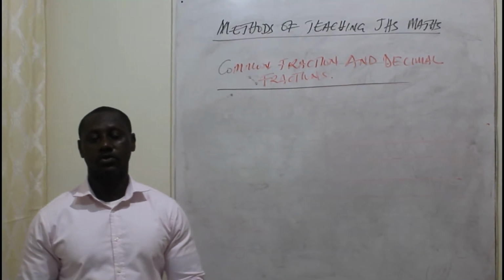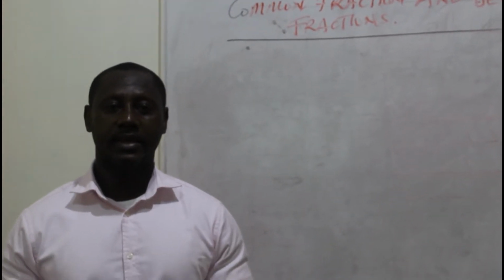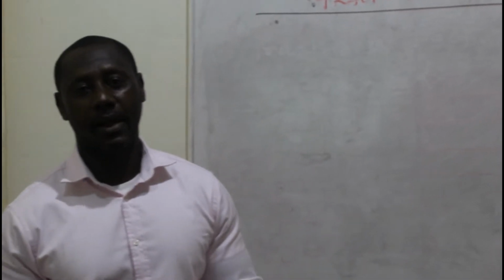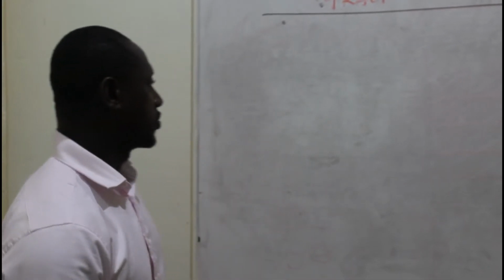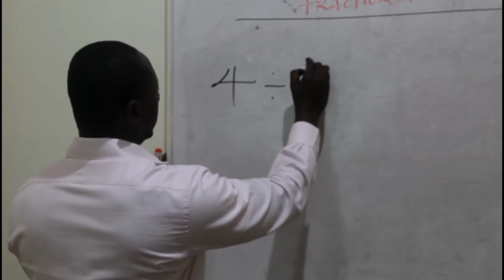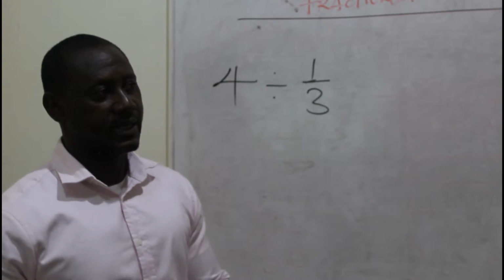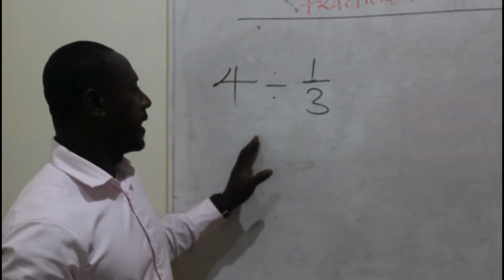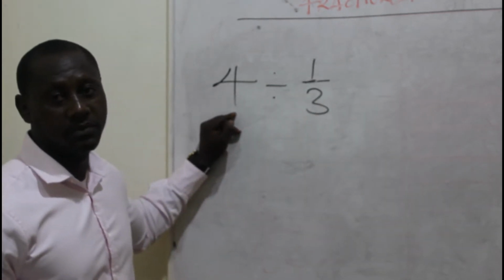Now we're going to also talk about division of common fractions. Let's start with the situation where we have a whole number and want to divide by a fraction. If I have 4 divided by 1/3, what is the implication of this one?